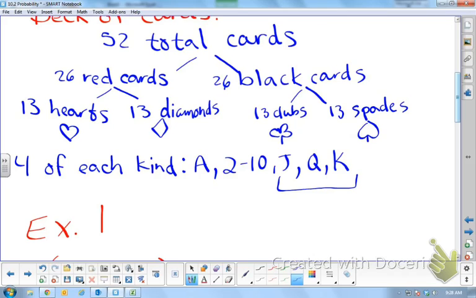Whoever you're playing with, you decide at the beginning: is the ace going to be a 1 for this game, or is the ace going to be higher? Most of the time in war, though, they consider ace the highest card.